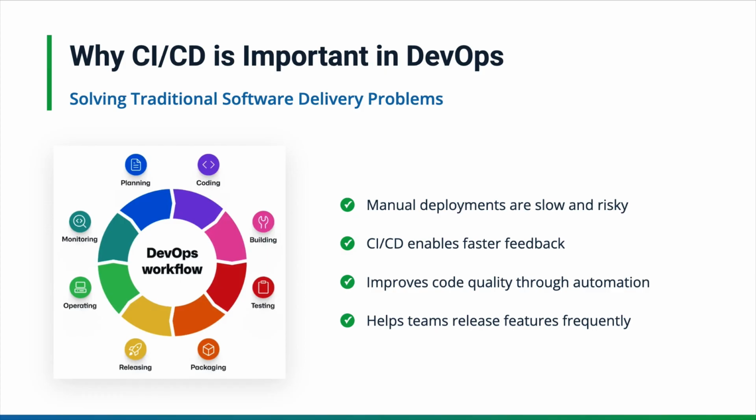Now you might be thinking, why do we even need CI/CD? Why not just deploy manually like before? The problem with manual deployments is that they are slow, risky, and error prone. If one step is missed, the whole deployment can fail. CI/CD solves this by automating everything. It gives faster feedback to developers, catches bugs early, and ensures consistent deployments. In DevOps, speed and reliability matter a lot. CI/CD helps teams deliver faster without breaking production.